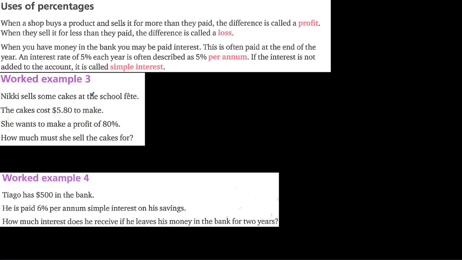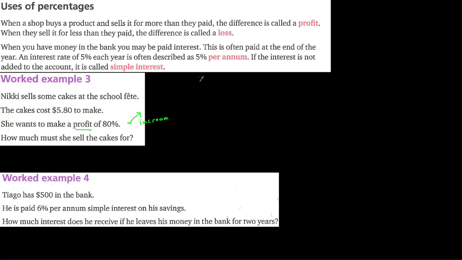Nikhil sells some cakes at the school fete. This is like a charity organization. School fete means charity organization, and she's going to sell cake, and each cake costs $5.80, and she wants to make 80% profit. So we are going to find 80% profit. Profit means we are going to increase the price, and we are going to increase the price by 80%.